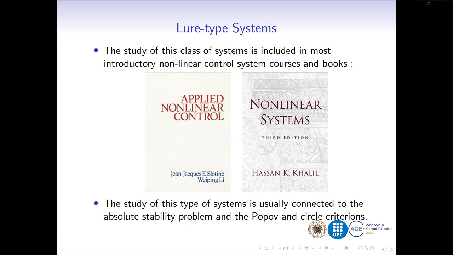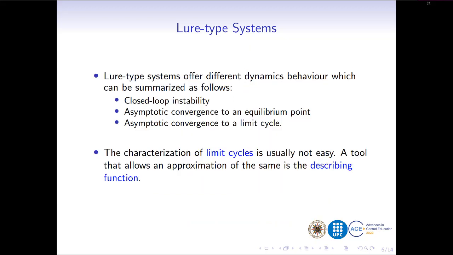Lure-type systems can offer very interesting dynamic behaviors, such as limit cycles, which can be studied using the describing function method. In addition, the study of this type of systems is usually connected to the absolute stability problem and the Popov and circle criteria. In particular, Lure-type systems' dynamic behaviors can be summarized as closed-loop instability, asymptotic convergence to an equilibrium point, or asymptotic convergence to a limit cycle. The characterization of limit cycles is usually not easy. A tool that allows an approximation of the same is the describing function.